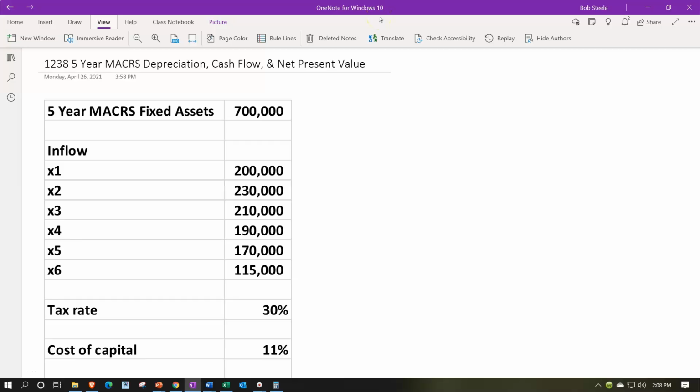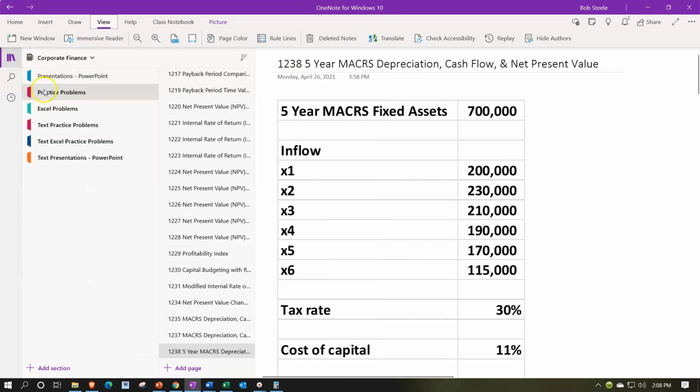Here we are in OneNote. If you have access to OneNote and would like to follow along, you're not required to, but if you would like to, we're in the icon on the left-hand side in the Practice Problems area, and in the 1238 5-year MACRS Depreciation, Cash Flow, and Net Present Value tab.